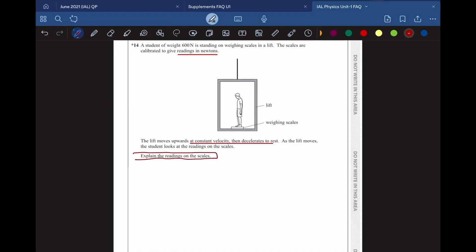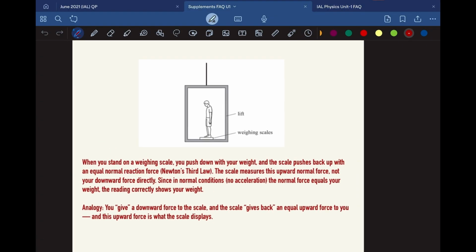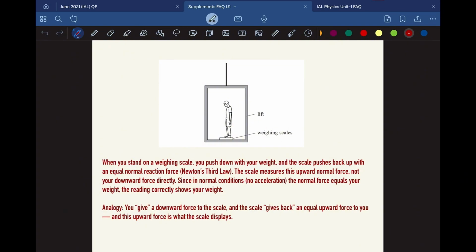This is a very repetitive question. Before solving this one, I want to show you some ideas that you will have to have. When you are standing on a weighing scale, we always think that the weighing scale is giving us our weight, right? But actually the weighing scale is displaying our normal reaction force.